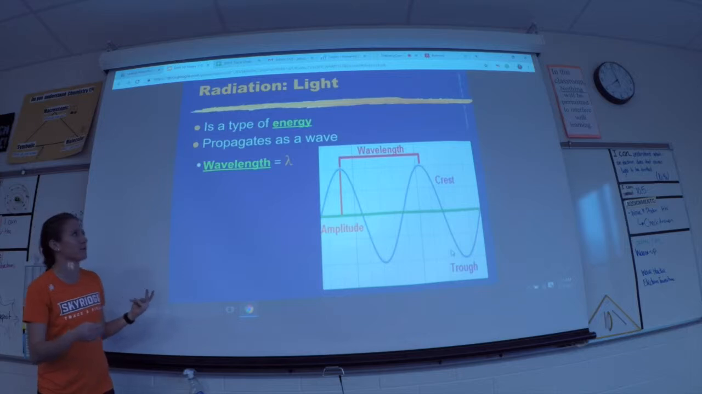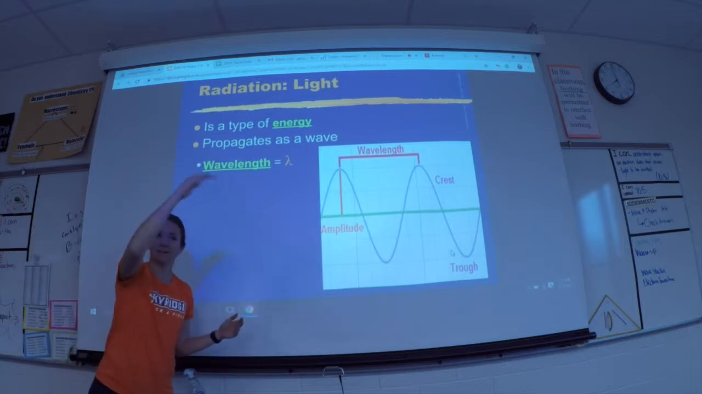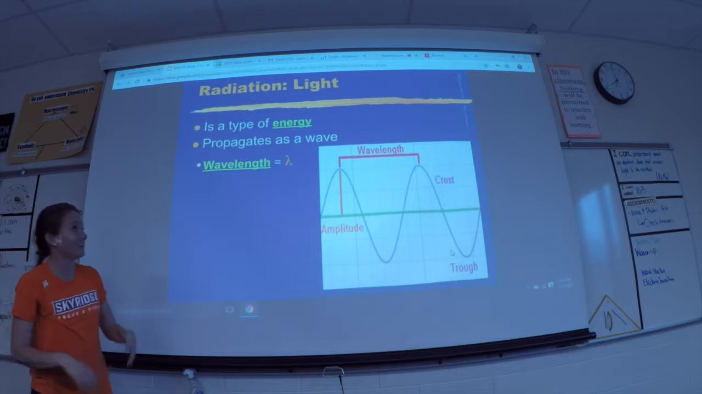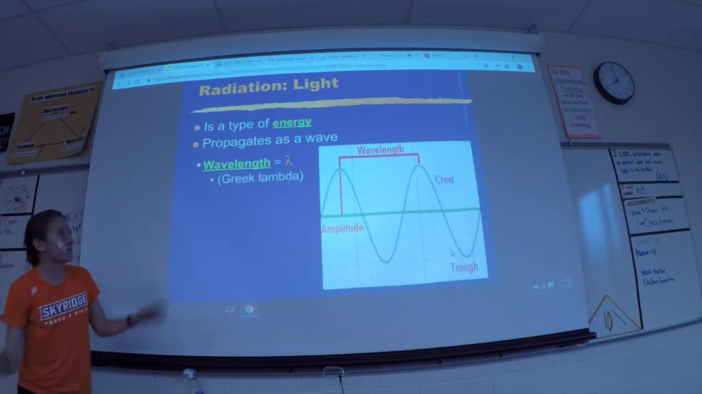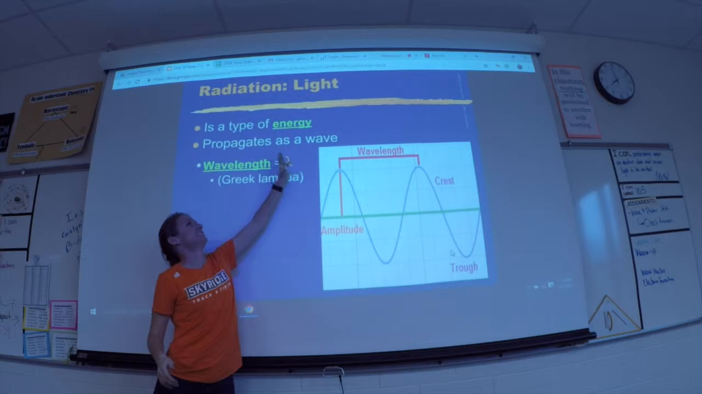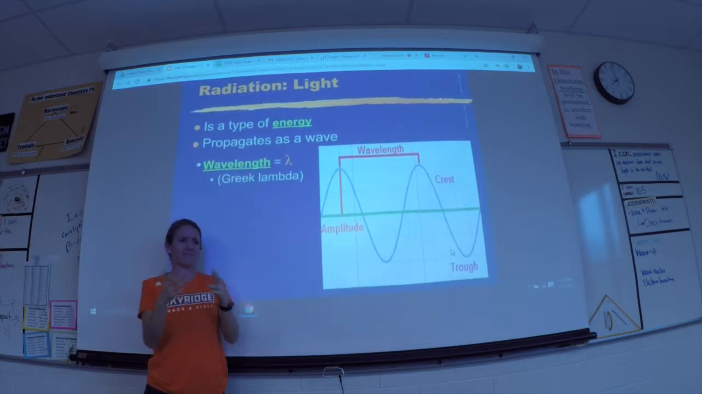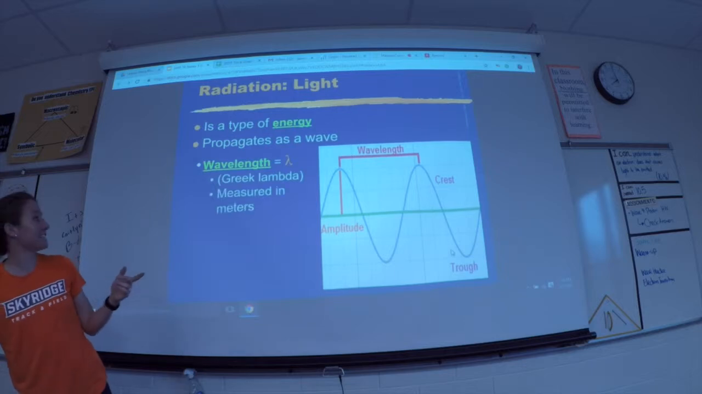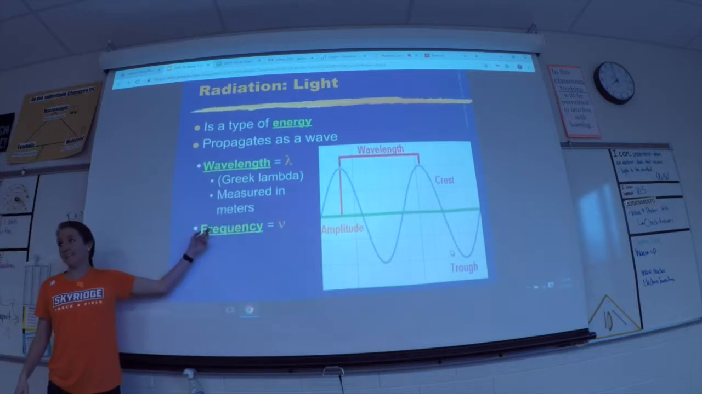Someone in my other period said it's kind of like a little wave, if that helps you remember. Someone else said it looks like a giraffe, but I don't know. You don't need to know this, but fun fact, its name is lambda, because Greek symbols have names like delta and stuff. Now the other one we're going to learn how to calculate today is frequency.